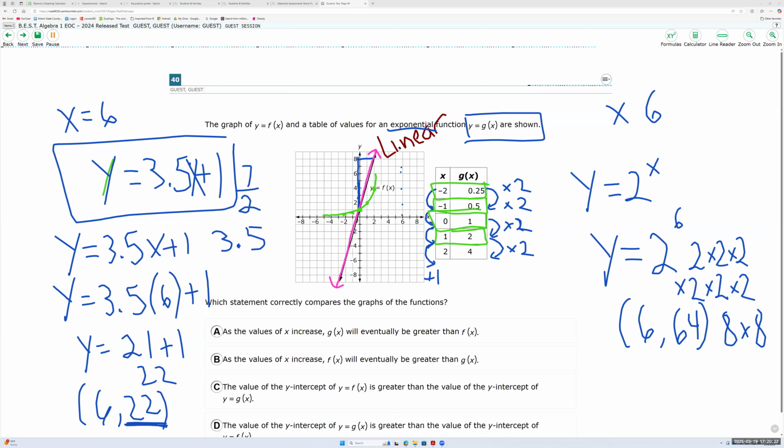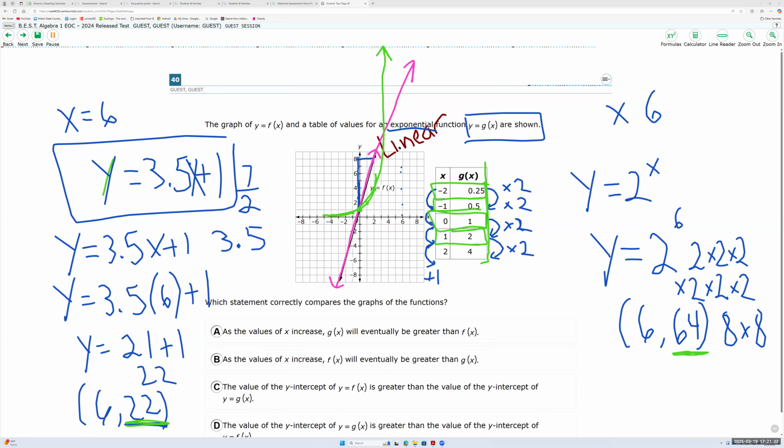As far as my line here, g of x, which is the green one, let me continue going linear this way, and let me continue going green exponential this way. Eventually, this is going to surpass it and go higher. You see, there is the crossover. We don't need to find where that is, but eventually, the exponential function is going to rise faster, as demonstrated by 6, 64 versus 6, 22. Don't be confused which one is which.